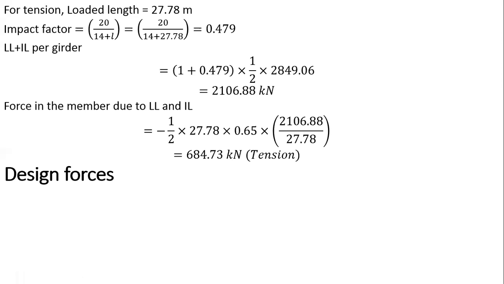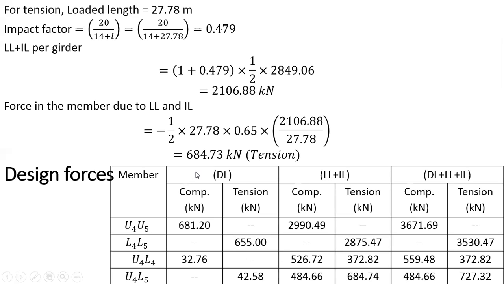Next we come to the design force. I have calculated all the forces due to dead load, and due to live load and impact load. Then you have to calculate the design forces. Now look here. These are my members: U4U5 upper member, this is my lower member, this is my vertical, and this is my inclined. The first column is due to dead load, the second column is live load plus impact load, and the third column is the combination of dead load plus live load plus impact load.